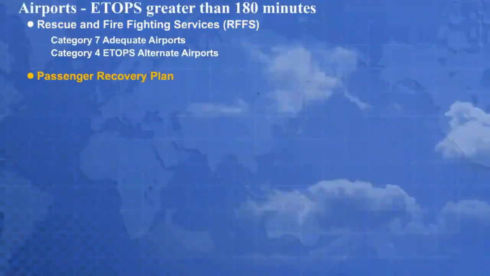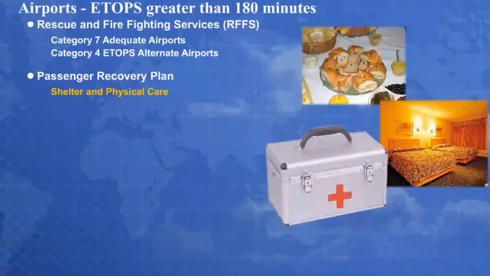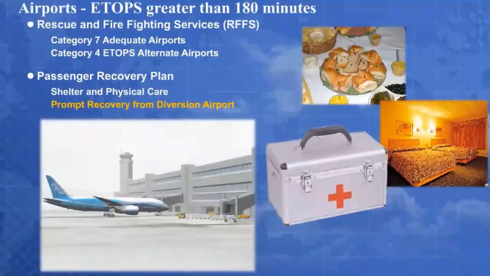Airlines must also develop a passenger recovery plan for ETOPS operations beyond 180 minutes. This plan should provide for the shelter and physical care of the passengers following an en route diversion, and for their prompt recovery from the diversion airport in possible extreme weather conditions.